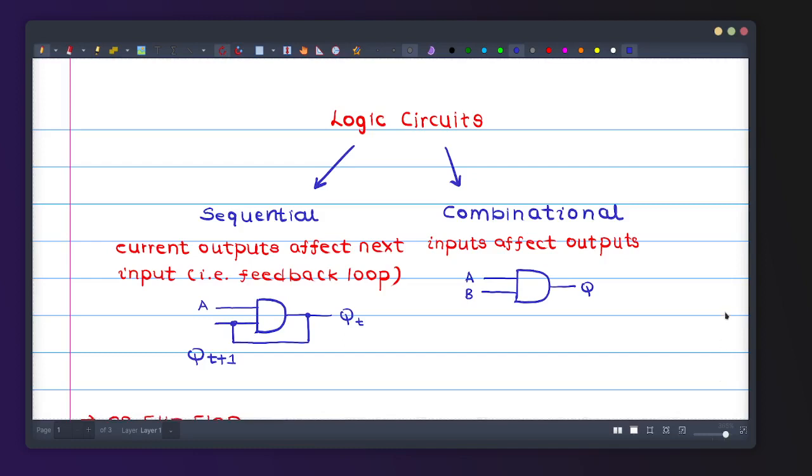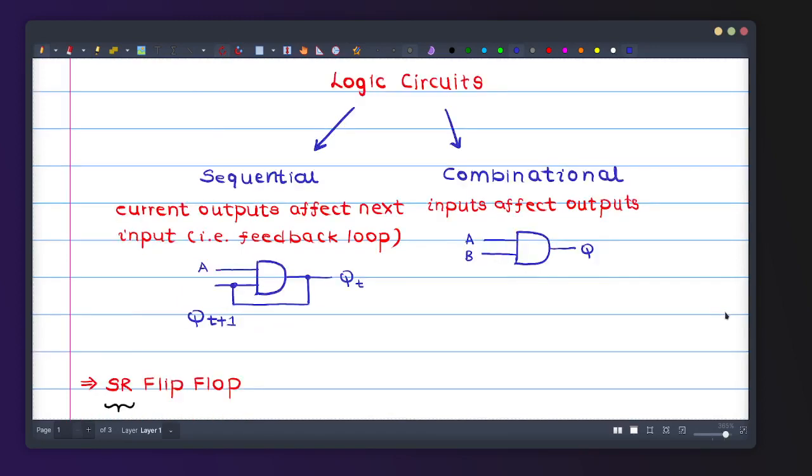Right, so in the previous video, we introduced ourselves to logic circuits and specifically the branches, sequential and combinational. Now we shall look at sequential in more detail.